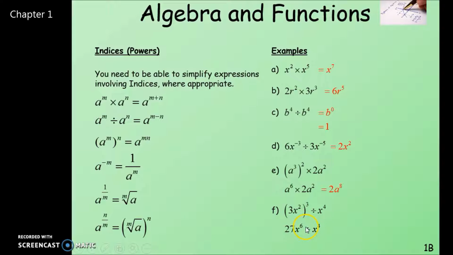And then we can then do our division here. So again, the coefficient here is 1. So 27 divided by the 1 that's not there is 27. The powers, we're dividing, so that rule is we're subtracting. So we'll end up with 27 x to the power of 2.